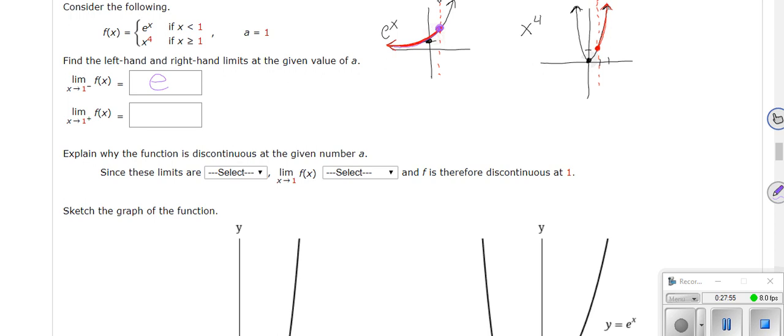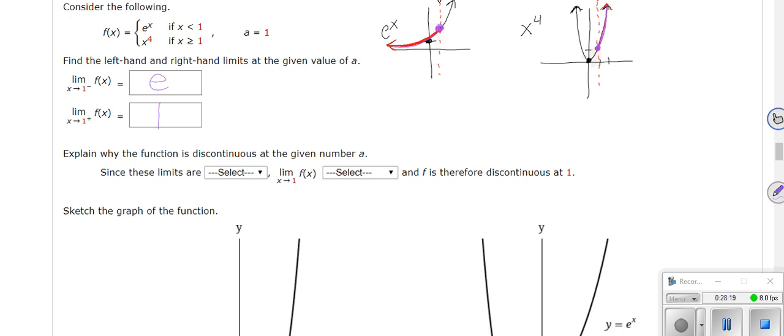And then what's the limit of f of x if we approach it from the right? From the right, it's got to be this graph over here. From the right, we go down, and we are approaching the number 1. Okay, because that was the closed-in circle. The one on e to the x is the open.